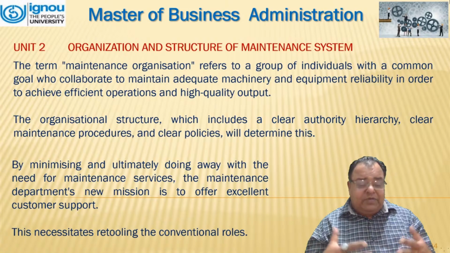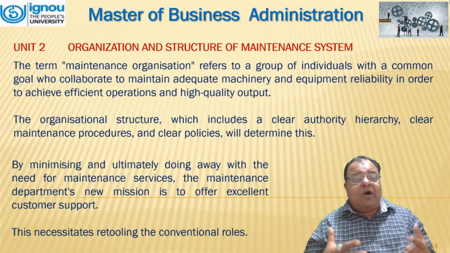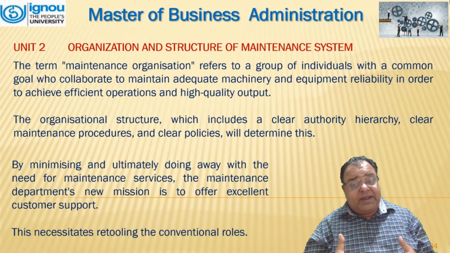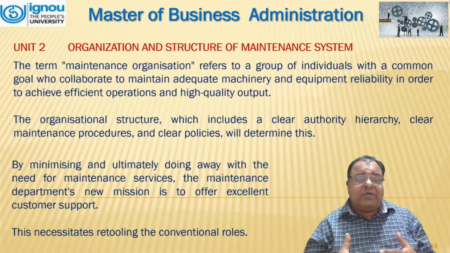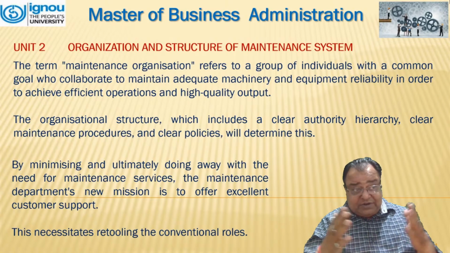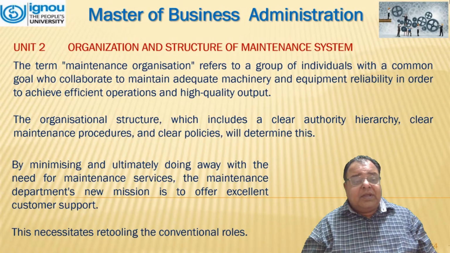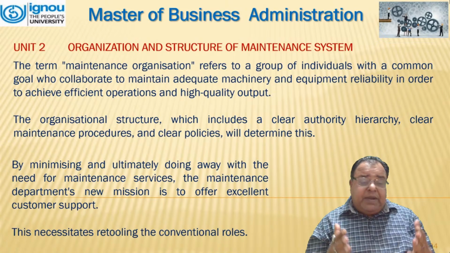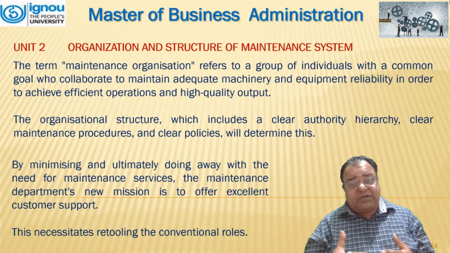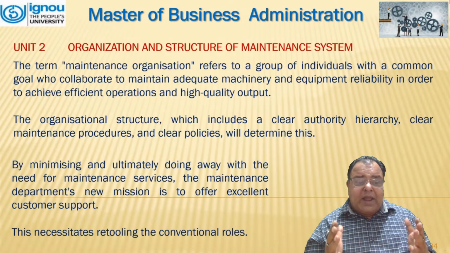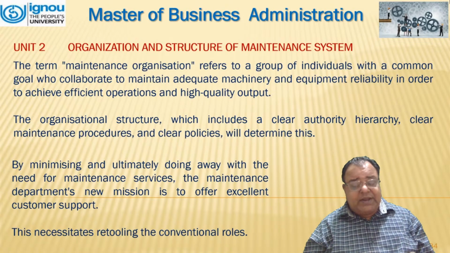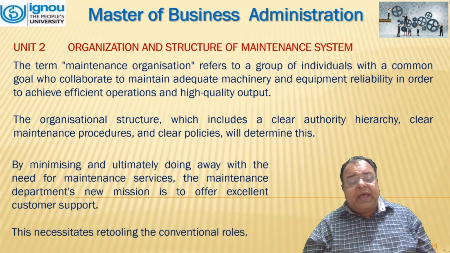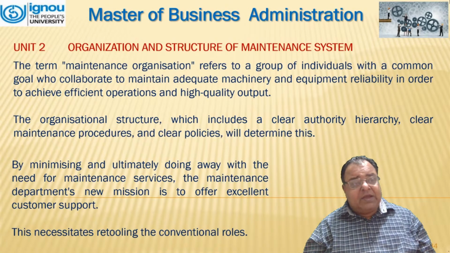Now we move to the second part of it, that is organization and structure of maintenance system. Now we have understood what maintenance is all about. Now we have to design the organization, the structure of maintenance system. The term maintenance organization refers to a group of individuals with a common goal who collaborate to maintain adequate machinery and equipment reliability in order to achieve efficient operations and high quality output.